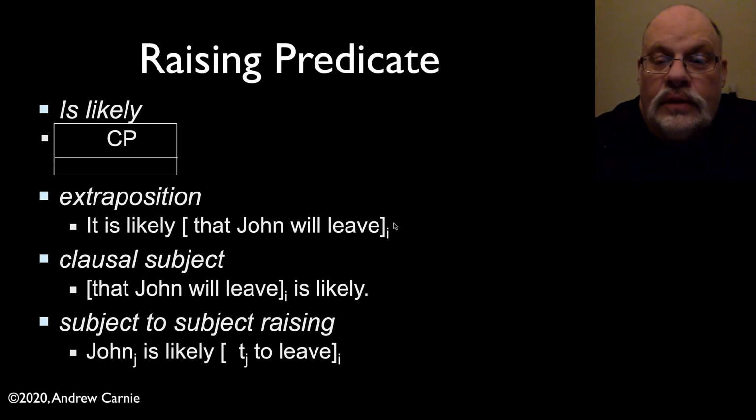It is likely that John will leave. That's one variety. The "it" is an expletive, so it's not reflected in the theta grid. That clause is the thing that gets the theta role in this theta grid. Another option is to have this clause functioning as the subject of the sentence. That John will leave is likely. And in that case, this clause is directly in the specifier of the copular "is" or of the tense node, more likely. So this is functioning as the subject. And again, it reflects the single theta role implemented by "is likely."